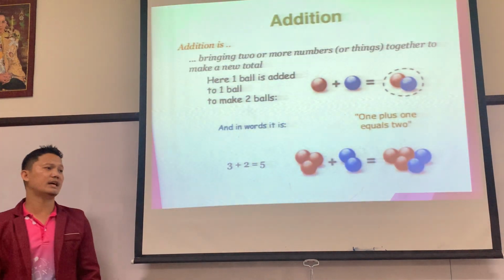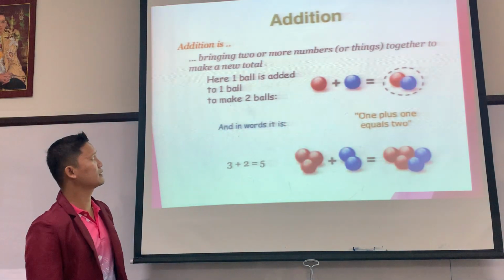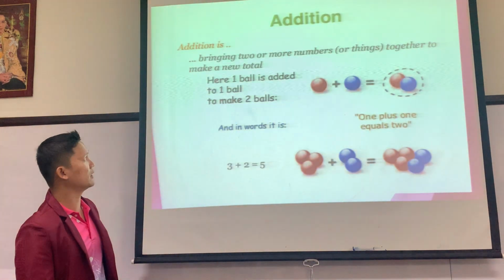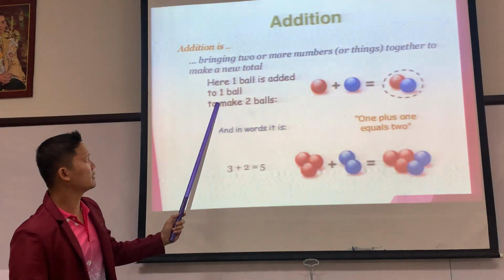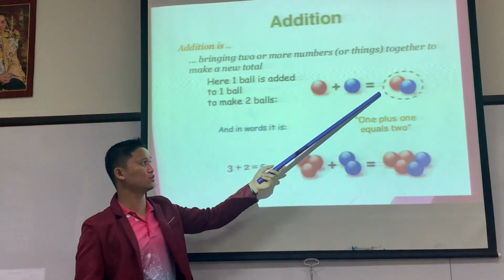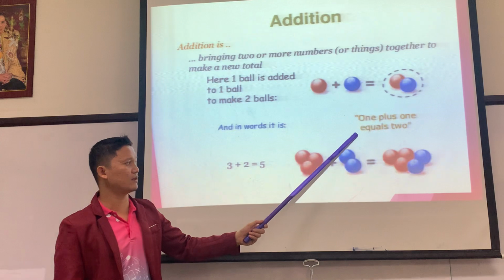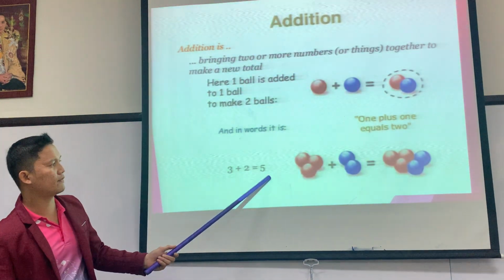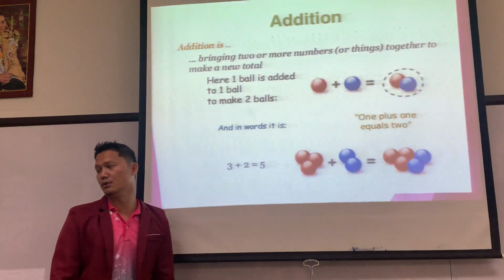Okay, so in addition, we bring 2 or more numbers or things together to make a new total. Example here: 1 ball is added to 1 ball. So 1 ball plus 1 ball equals 2 balls. In other words, 1 plus 1 equals 2. So here, 3 plus 2 equals 5. So 3 balls plus 2 balls equal 5 balls together.